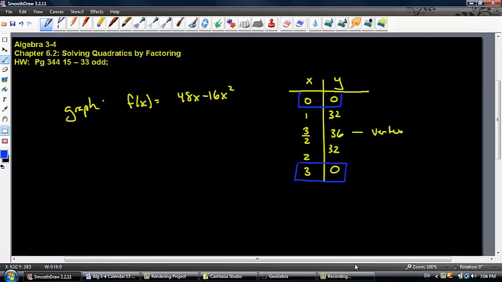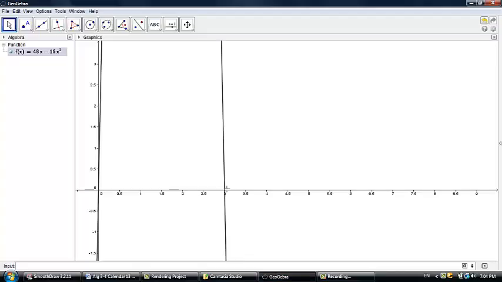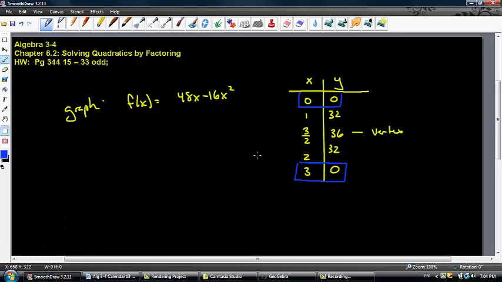Now the piece, again, that I want you to pay attention to is the 0, 0, and the 3, 0, because remember, that is where my ground level, or where my graph is hitting ground 0. That's where it's crossing the x-axis, and that's what we want to pay attention to.